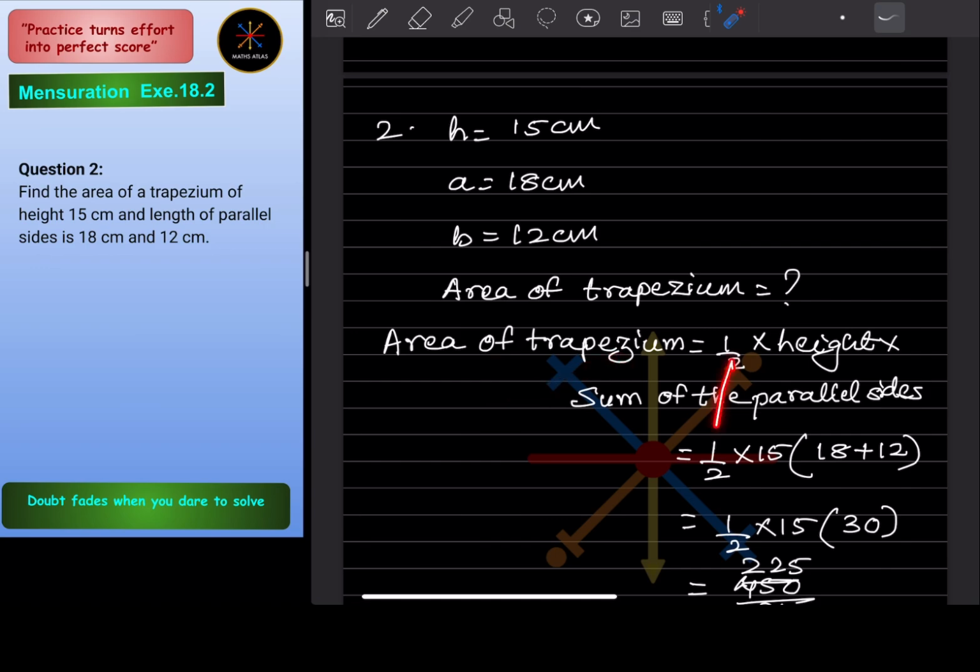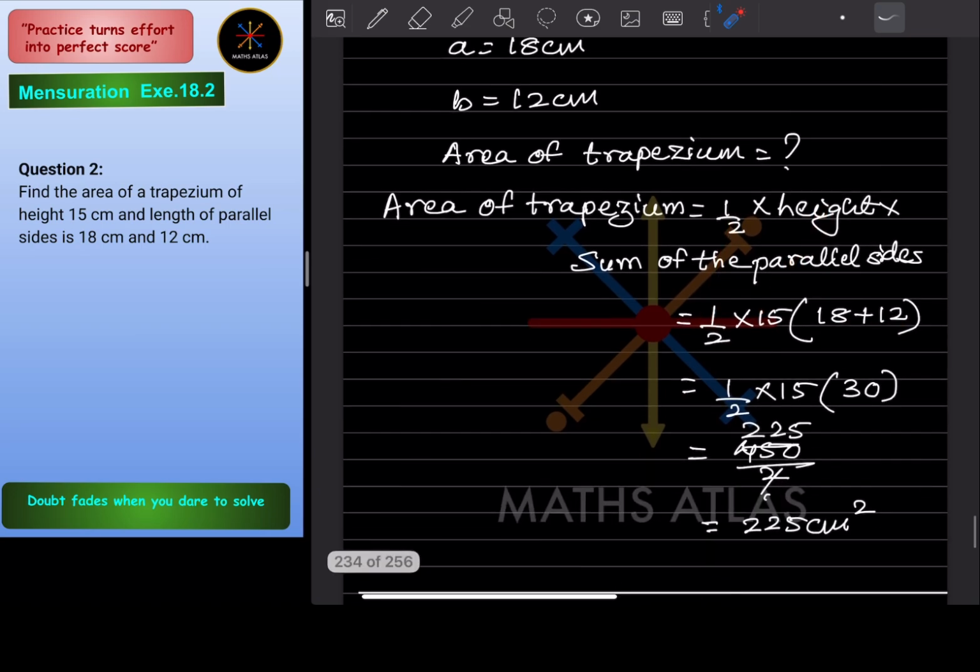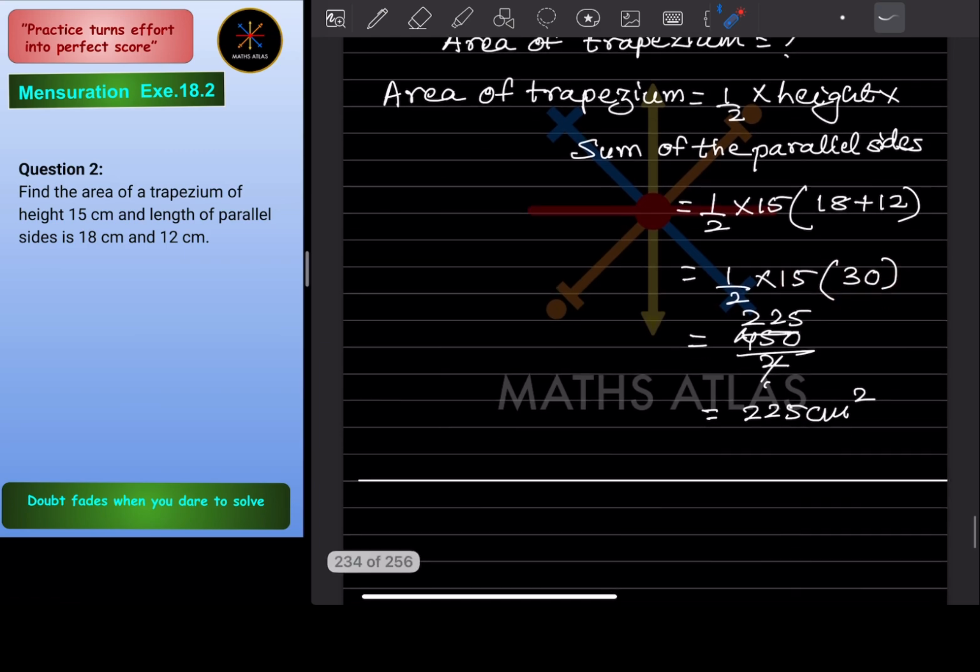So here this is half, height is 15, and this A plus B, 18 plus 12. Same here, this will be 30. Now we can also do it here with 15, or just write here 450 divided by 2, which is going to be 225 centimeter square.